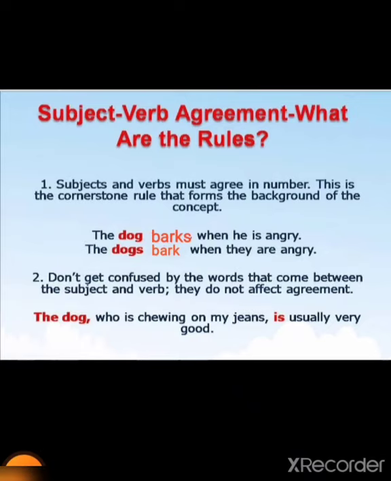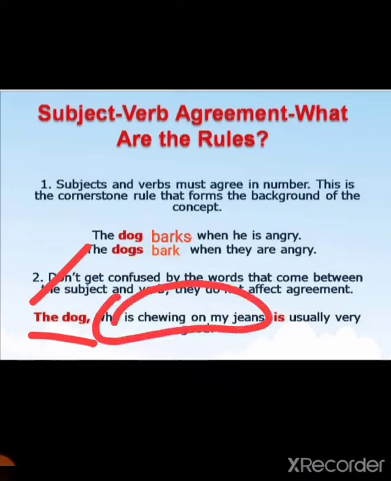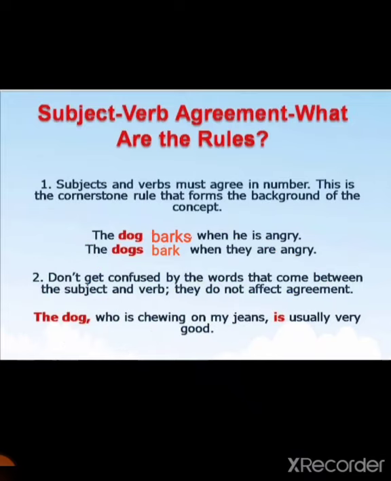Let us look at another example. The dog who is chewing on my jeans is usually very good. So a dog is chewing my jeans. Okay. So the dog who is chewing on my jeans, it is a phrase. Do not look at the phrase. The sentence is actually, the dog is very good. The dog is usually very good.